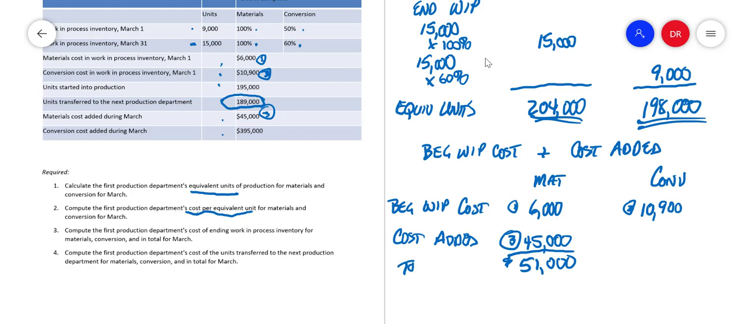So we have total cost 51,000. For conversion costs, we're adding 395,000 here, so we bring it over, 395,000, and that's number 4 right here, referencing back to this number. So when we add those two together, we get 405,900.